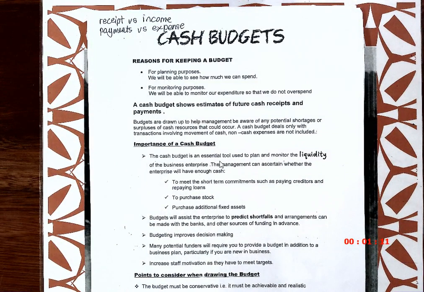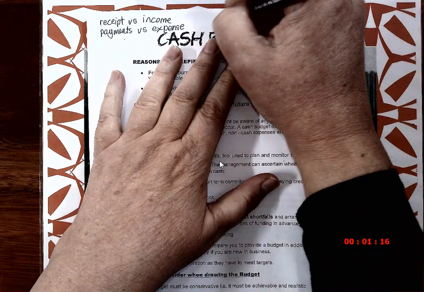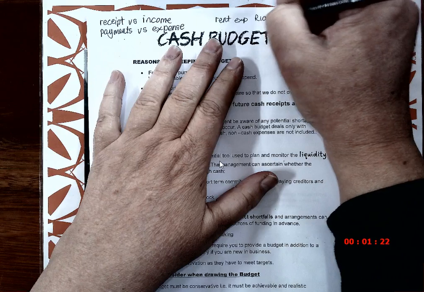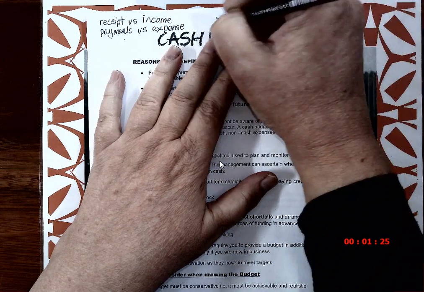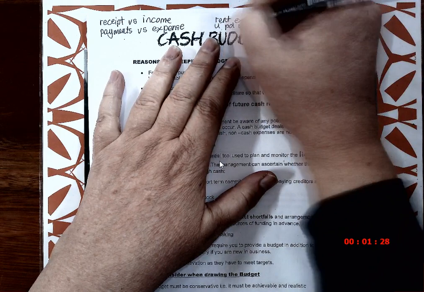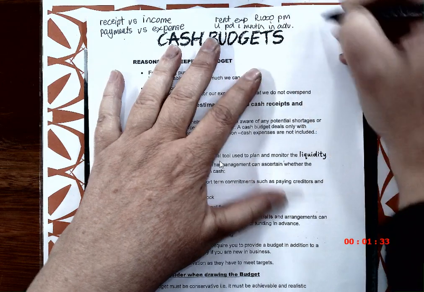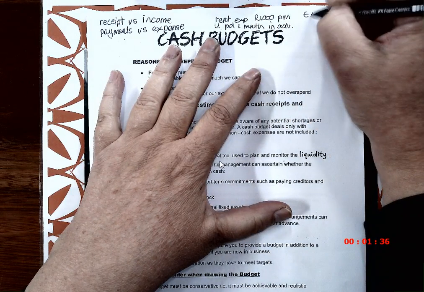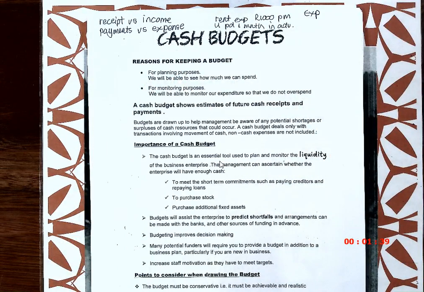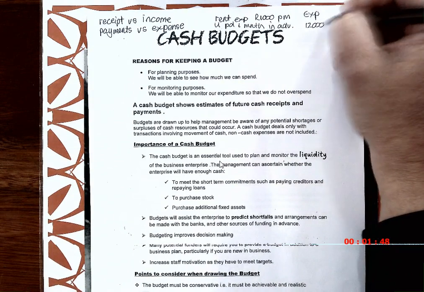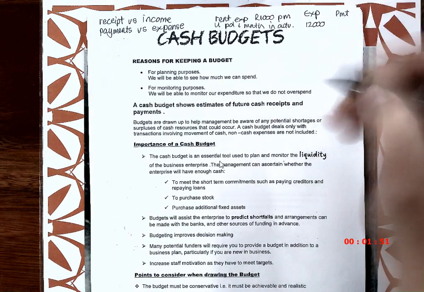Let me give you an example. If I say to you, your rent expense is 1,000 rand per month, and you paid 1 month in advance, prepaid expense. So, what will my expense for the year be? 12,000. What will be my payment? What did I actually pay? 13,000. Can you see?